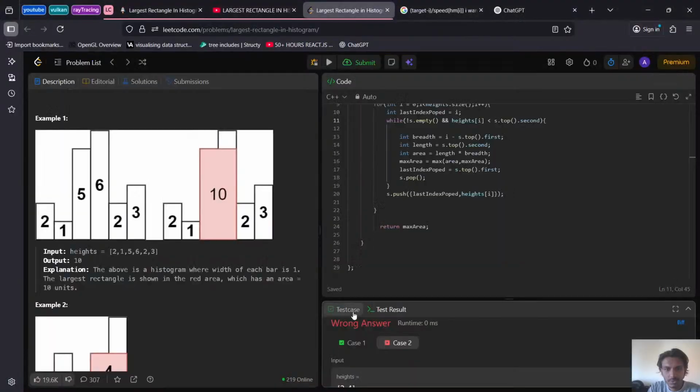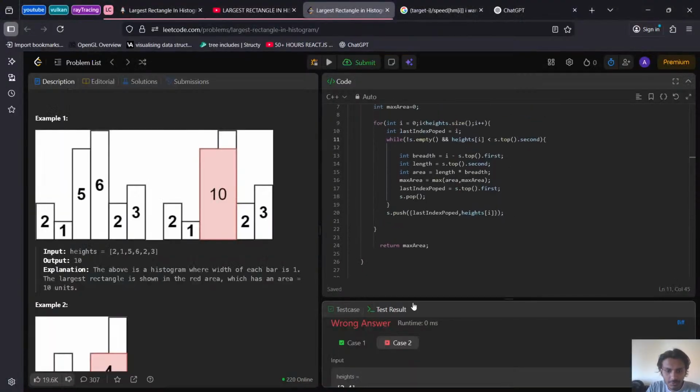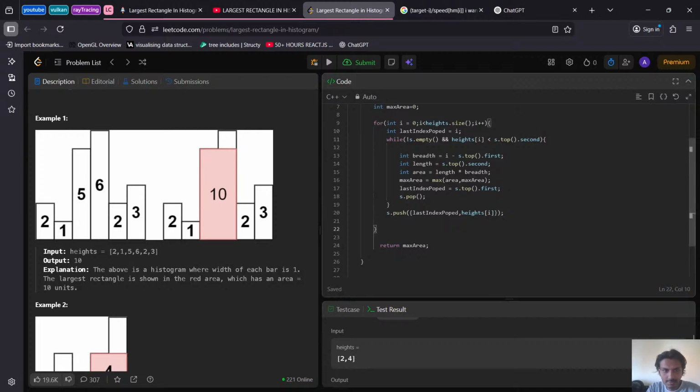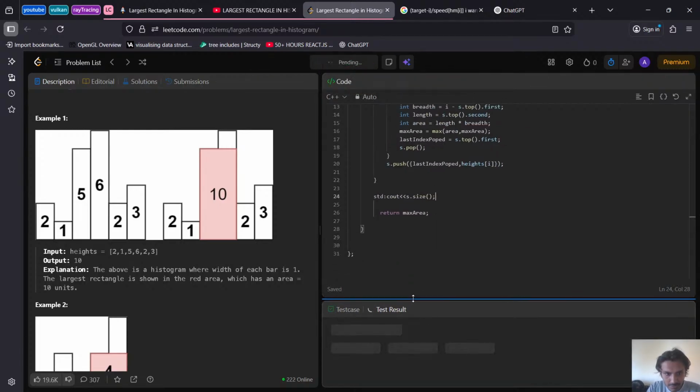So for this one, we are not able to get the answer because at the end we have to make this part. Let's say if we std see out, let's see the size. As the size, it's not empty. At the end, we need it to be empty.